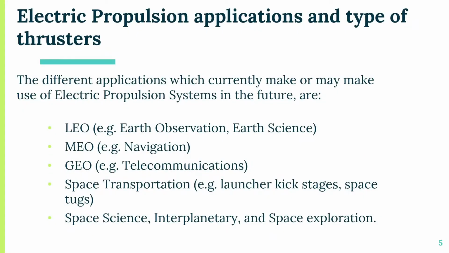Next, electric propulsion applications and the different types of thrusters. The applications which currently make, or may in the future make, use of electric propulsion systems are: the first one is low Earth orbit. In low Earth orbit we use electric propulsion in Earth observation satellites, Earth science, and many other things. In MEO, we use it for navigation satellites. In GEO, it is used in telecommunication satellites. In space transportation, for example, launcher stages and space tugs, and lastly space science, in interplanetary missions and space exploration.